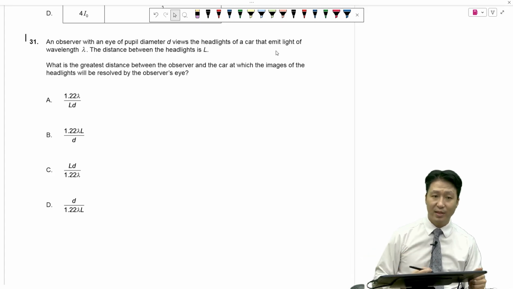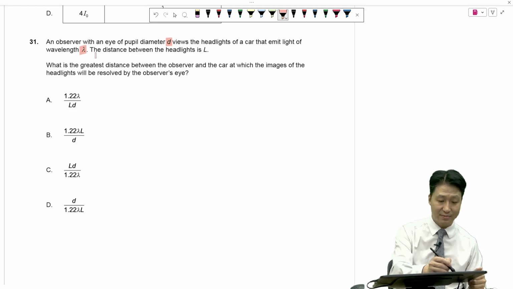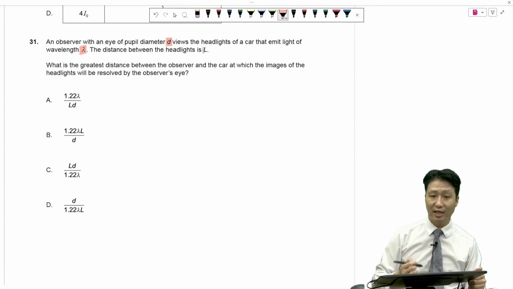Number 31, an observer with an eye of pupil diameter D views the headlights of a car that emits light of wavelength lambda. The distance between the headlights is L. What is the greatest distance between the observer and the car at which the images of the headlights will be resolved by the observer's eye?